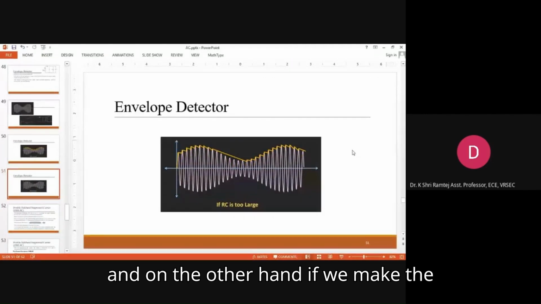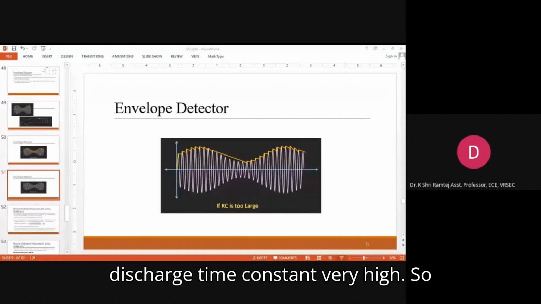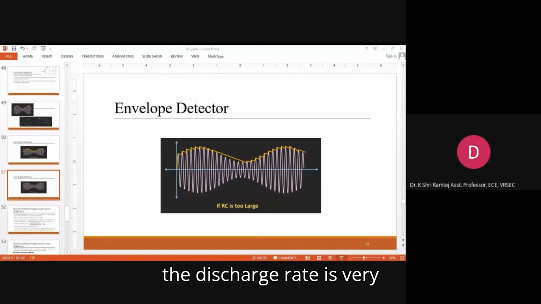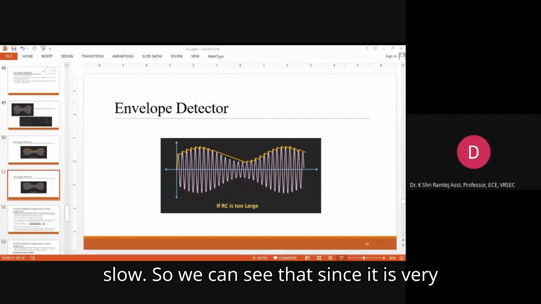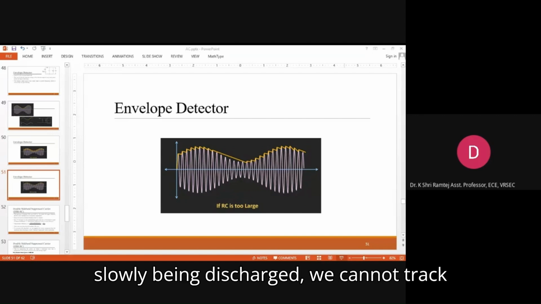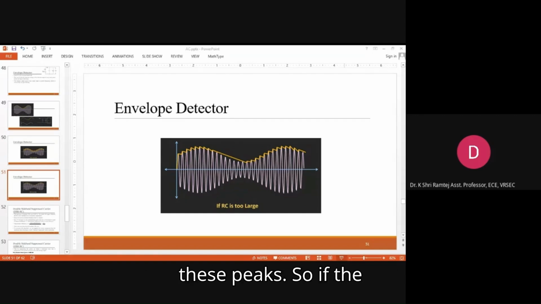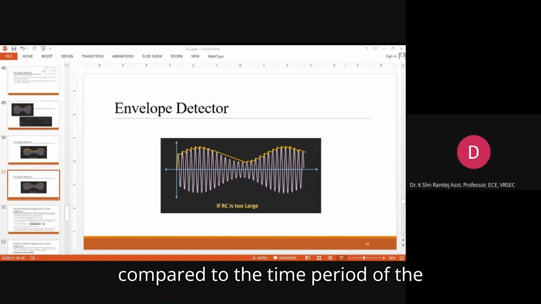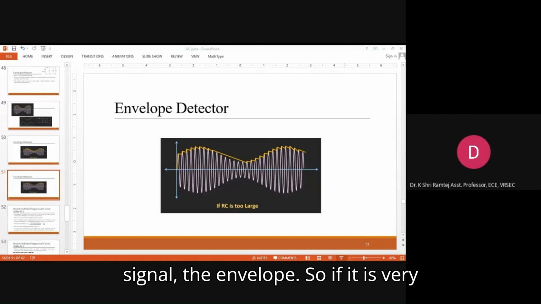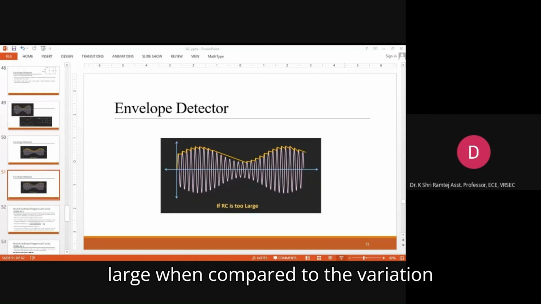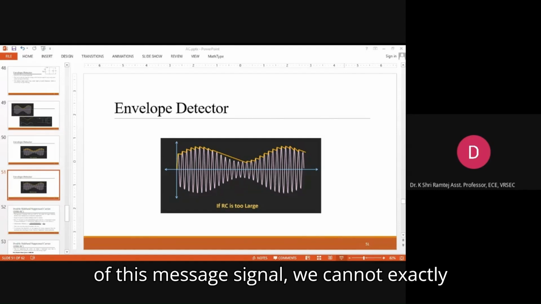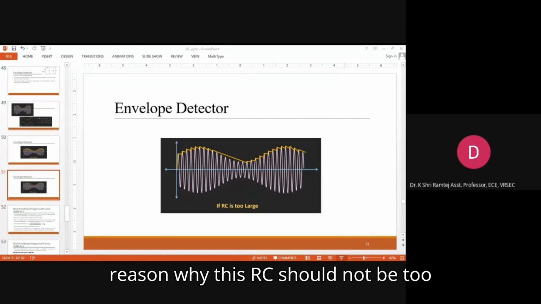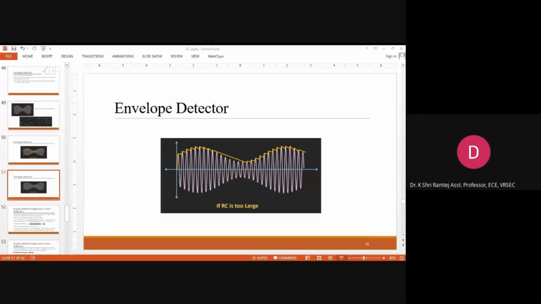On the other hand, if we make the discharge time constant very high, until this point there is no problem, but if the discharge rate is very slow, since it is very slowly being discharged, we cannot track these peaks. So if the discharge time constant is very large when compared to the time period of the message signal, the envelope, we cannot exactly track this message signal. So this is the reason why this RC should not be too large or too small.